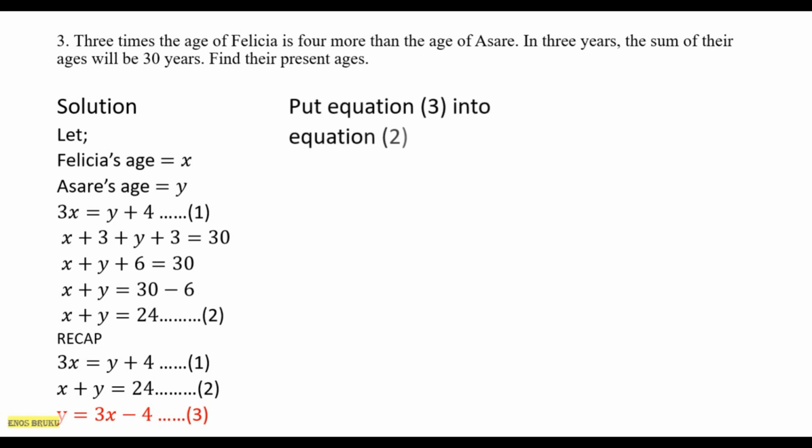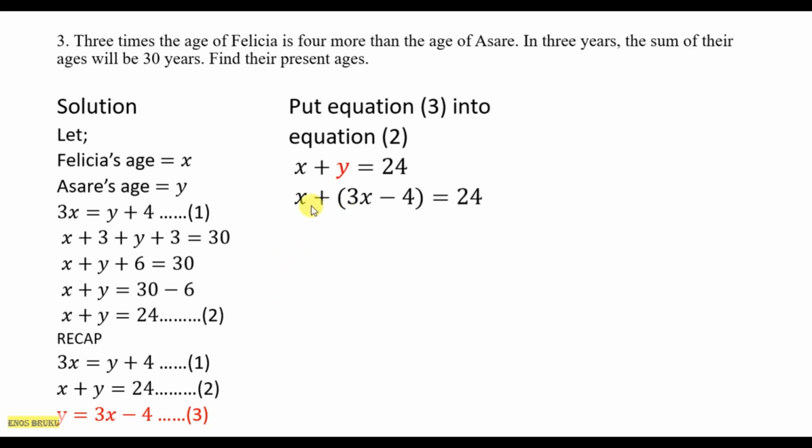So now we put equation 3 into equation 2. This is equation 3. We are going to put the value of y into equation 2. So wherever we see y in equation 2, we'll put what? 3x minus 4. Good. So this is our equation 2. Equation 2 is saying x plus y is equal to 24. So now this y over here, let's replace it with 3x minus 4.